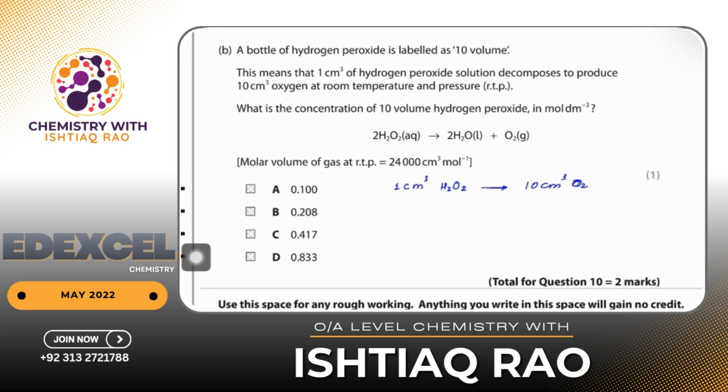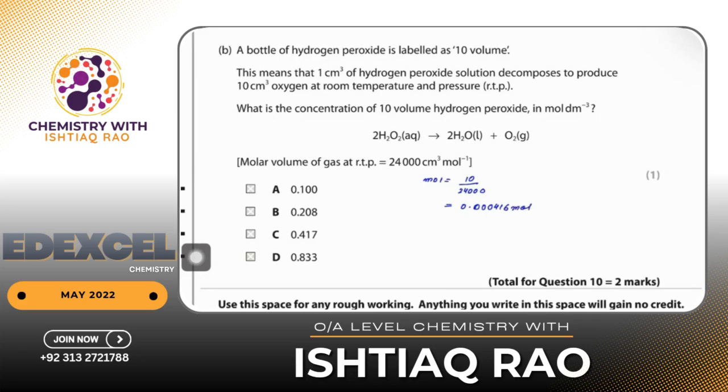Good. So, first of all, what you did, you found the number of moles of oxygen, which is equal to 10 upon 24,000. So you got the number of moles of oxygen, that is 0.000416, right? Mole of oxygen.